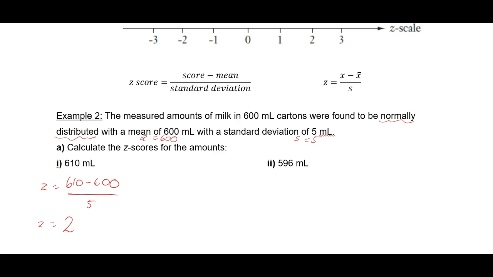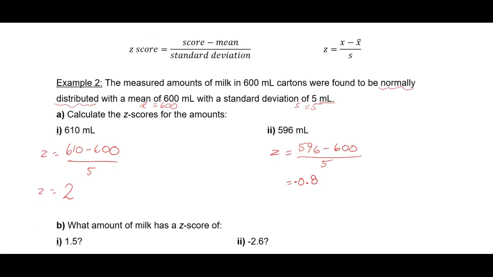But here's the formula, Z equals the score minus the mean, 596 minus 600, which is what gives us a negative Z-score, tells it's below the mean, divided by 5 equals, now you can punch it into your calculator if you wish, but of course it is negative 0.8. There we go. Z-scores.